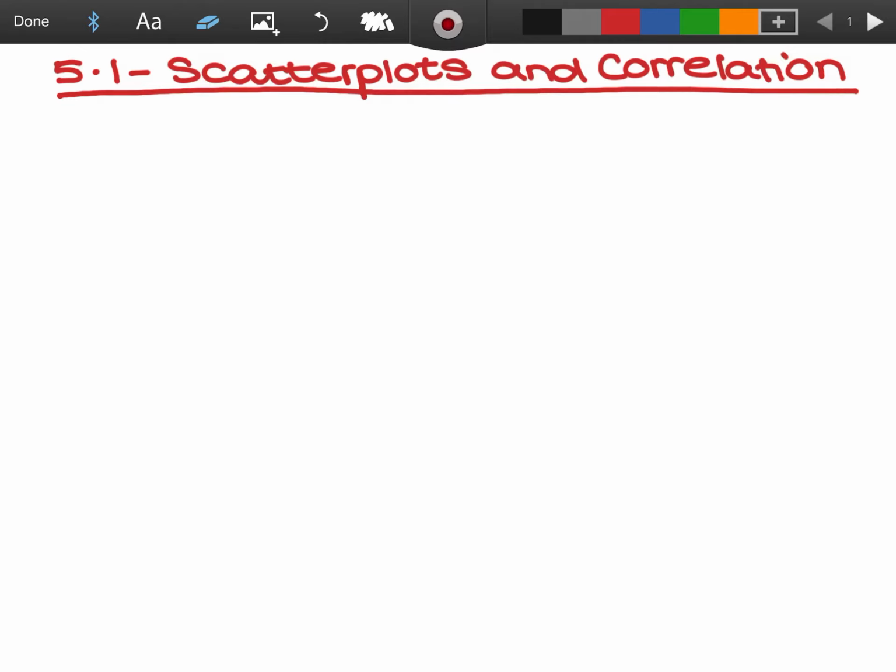Hi everyone, so today we're going to start Unit 2. This is the stuff that goes towards our second test that we will have. And so we're going to start out in Chapter 5 with 5.1, which looks at scatter plots and correlations.